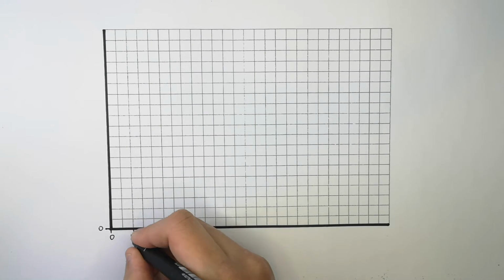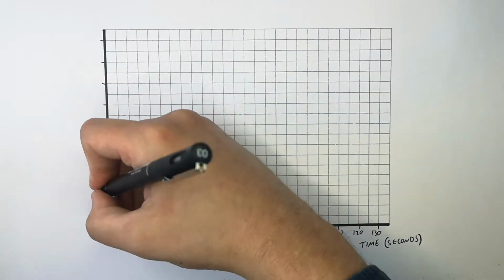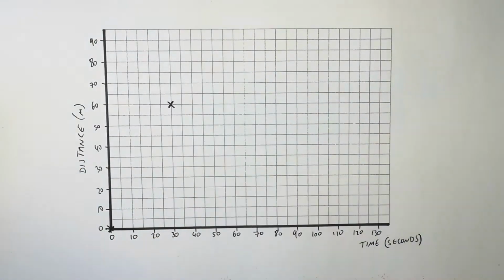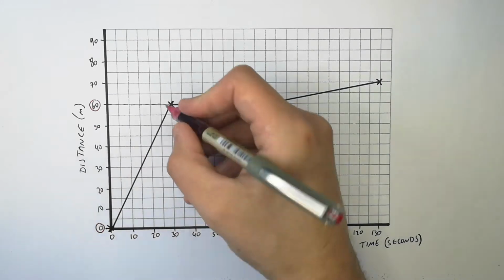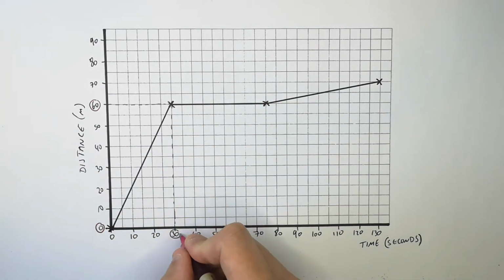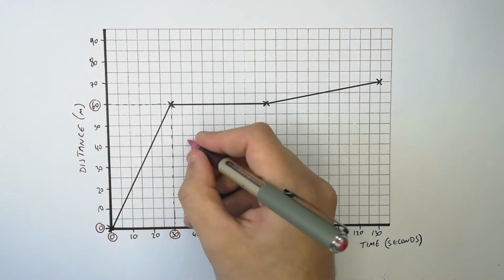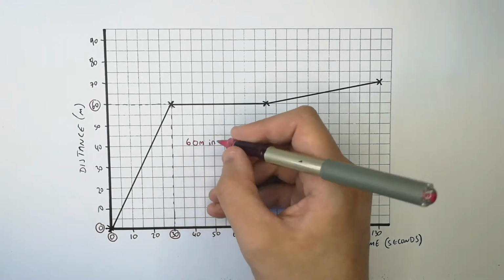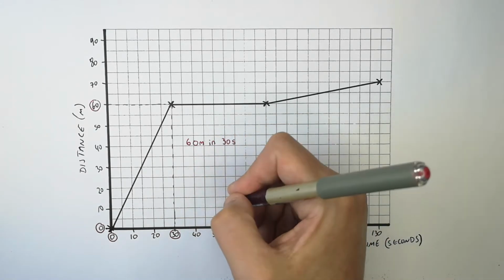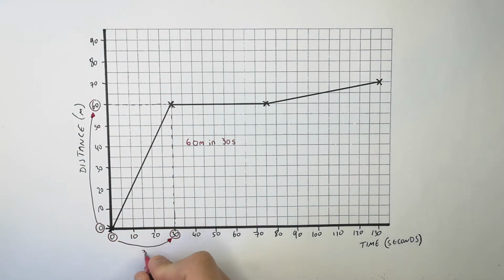This here is a distance time graph, time in seconds going across the x-axis and distance in meters going up the y-axis. So this line here shows that the object has travelled 60 meters and it took 30 seconds. It's gone from 0 meters to 60 meters in 30 seconds. So the object travelled 60 meters in 30 seconds.